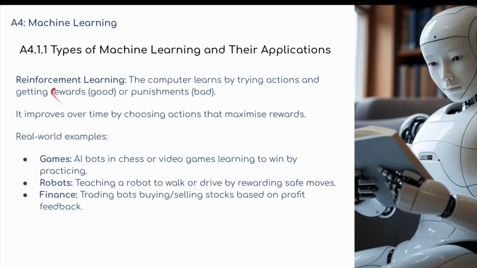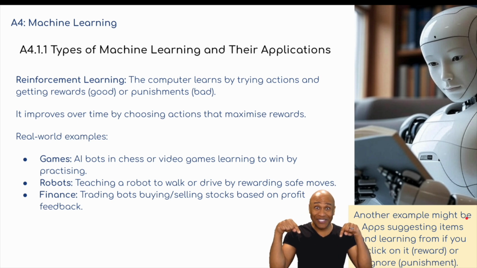We move on then to reinforcement learning. The computer learns by trying actions and getting rewards. Good, well done, or punishments, bad. It improves over time by choosing actions that maximize rewards. Real-world examples would include things like games, AI bots in chess, or video games learning to win by practicing. Robots, teaching a robot to walk or drive by rewarding safe moves. And finance, trading bots buying and selling stocks based on profit feedback.